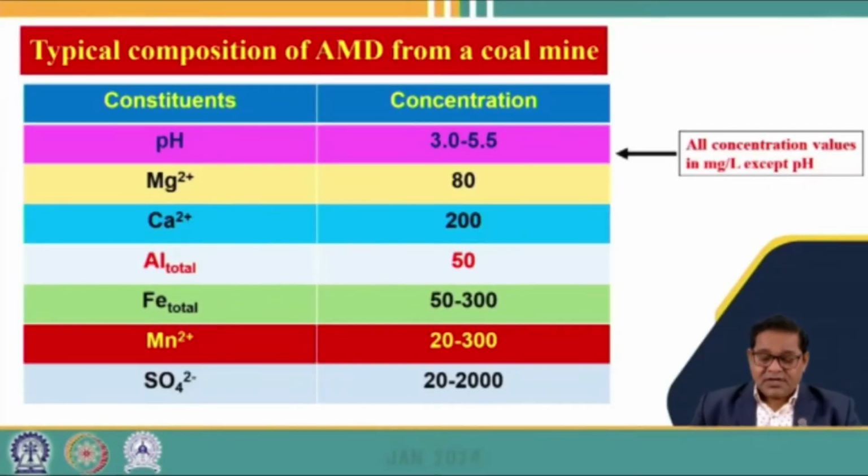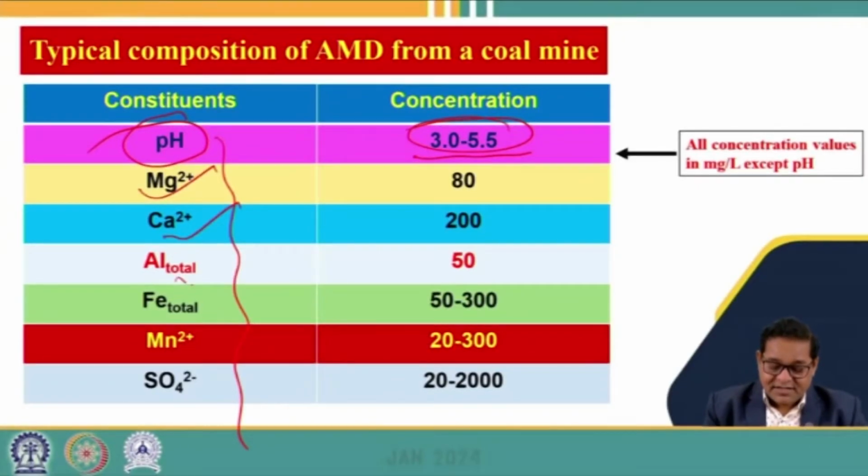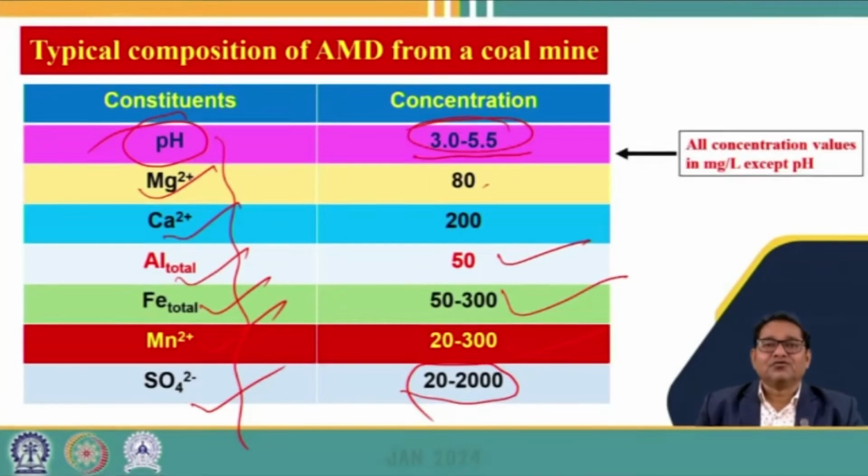Then let us talk about the characteristics of the acid mine drainage. Here if we see, the pH is acidic compared to the alkaline pH that is in the alkaline mine water. So here pH varies from 3 to 5.5, and there is a lot of magnesium, calcium, aluminum, iron, manganese, a lot of metal contents that are present. So here if we see aluminum, that is 50 milligram per liter, iron that is 50 to 300 milligram per liter, manganese also that ranges from 20 to 300 milligram per liter, and it also contains a lot of sulfate ions that is up to 2000 milligram per liter.